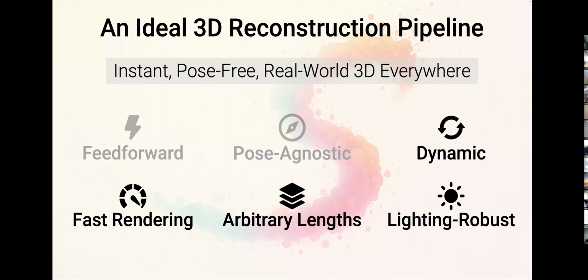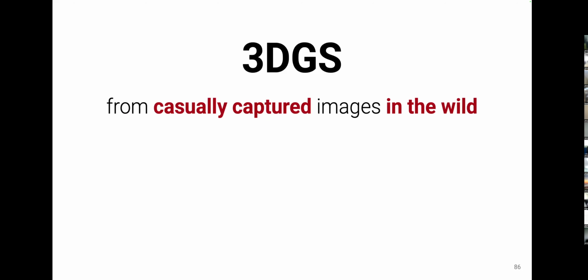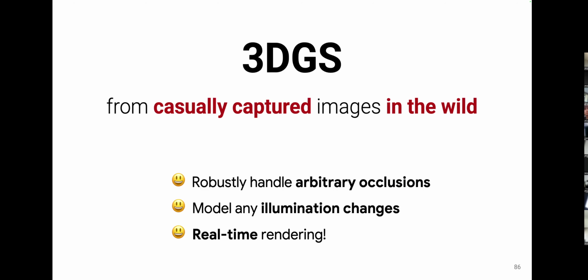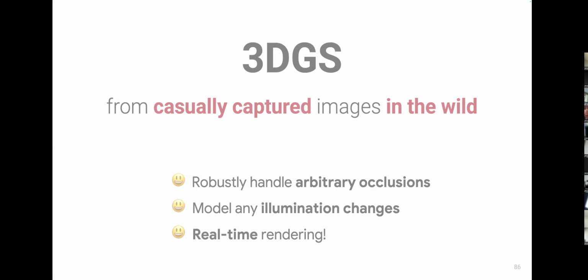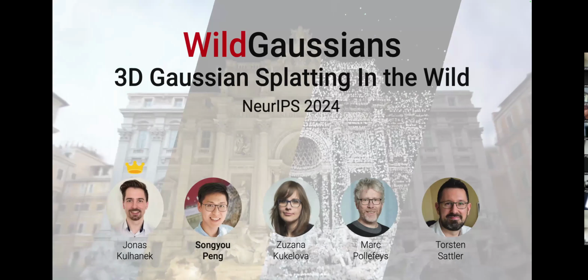So yeah, again, we have the 3D-GS. It basically enables these 4 components. We just try to have 3D-GS from casually captured images in the wild. So that's basically the thing. It should be able to robustly handle arbitrary occlusions, like what we already showed in NeRF on the Go. We also want to model any illumination changes, right? And then also we want the real-time rendering. So again, that's basically another follow-up work for NeRF on the Go. It's called Wild Gaussians.